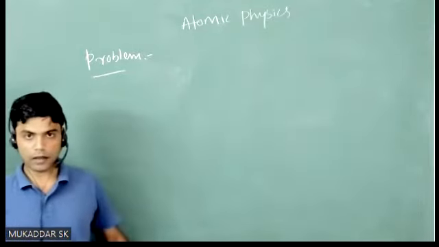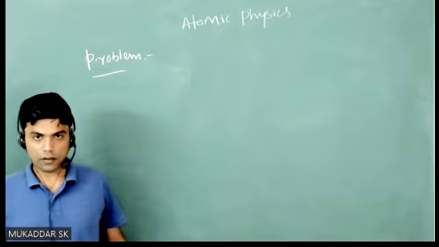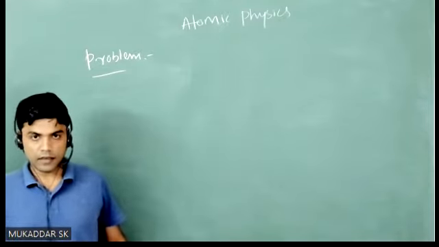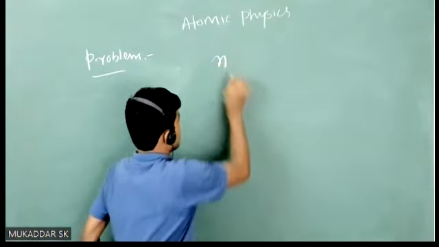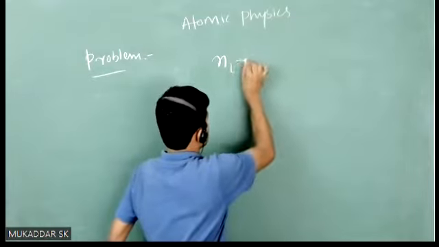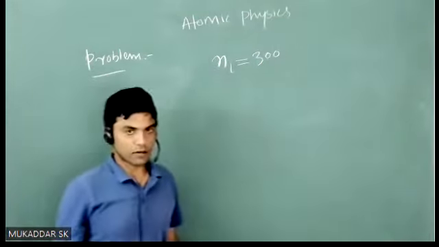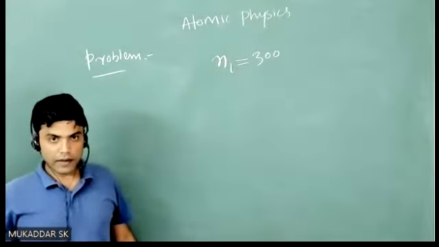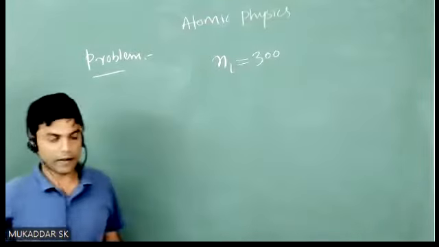Suppose electron in the hydrogen atom initially at state Ni equals to 300. So initially electron where? At 300. Now it is making transition from 300 to 299.